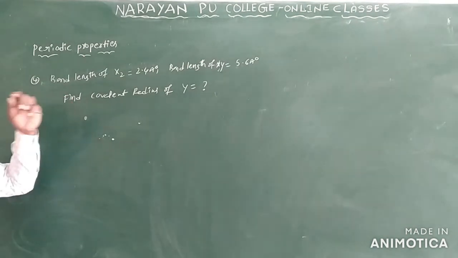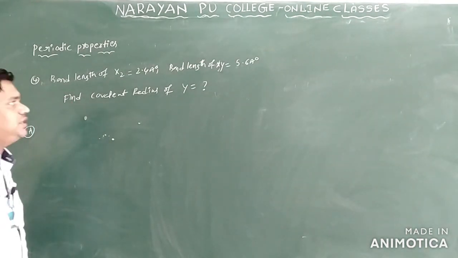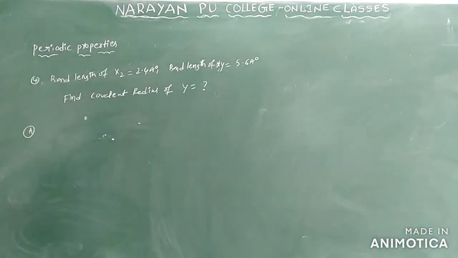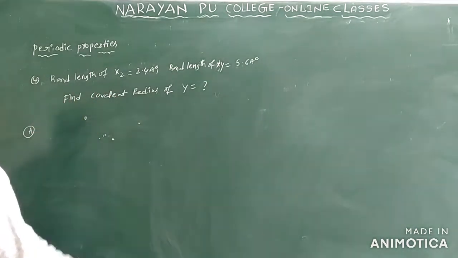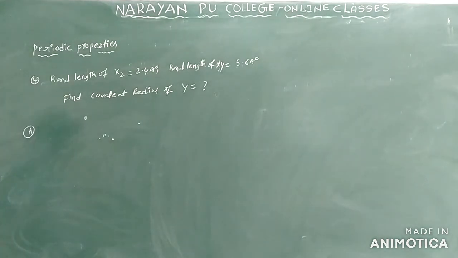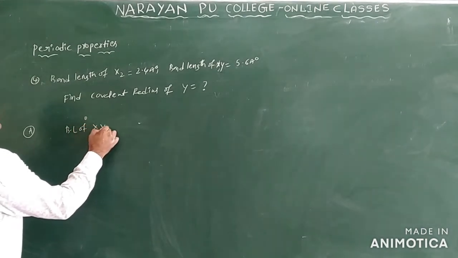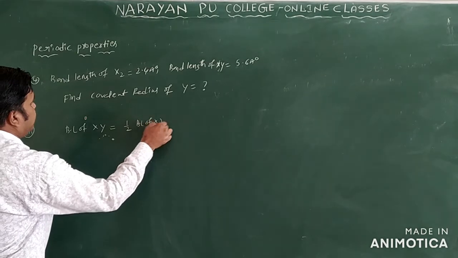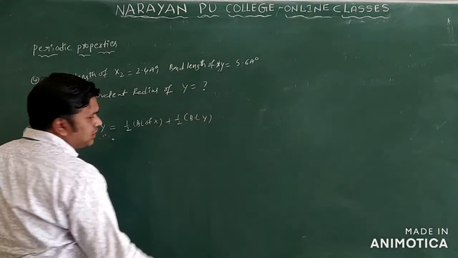See this question: the bond length of X2 is equal to 2.4 angstrom units only, and the bond length of XY is equal to 5.6 angstrom units. Find the covalent radius of Y. Generally, the formula we have is: bond length of XY is equal to half into the bond length of X plus half into the bond length of Y only.